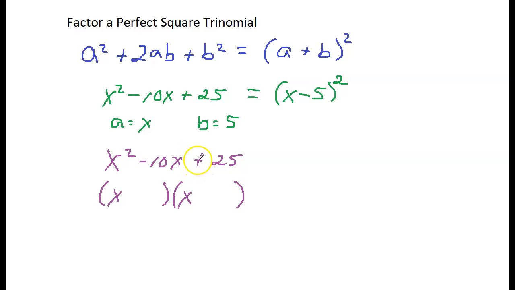Signs have to be the same. The middle one's a negative, so they're both minus. Okay, and then two numbers that multiply to give you 25, but when you add them together, you get 10: 5 and 5. You notice this is the same thing because there's two of them as x minus 5 quantity squared. Same thing. All right, so two different ways of doing that.